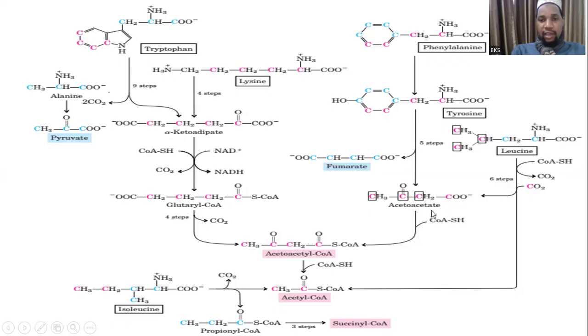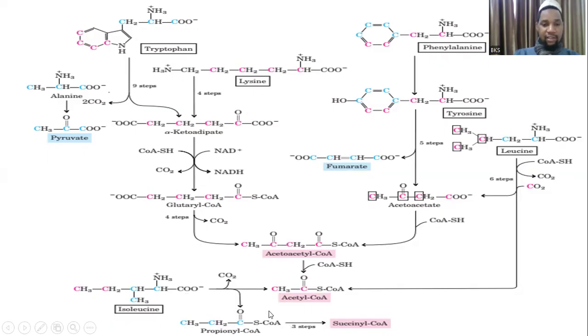This acetoacetate, like the earlier one, can undergo the transfer of coenzyme A from succinyl-CoA to form acetoacetyl-CoA, while the other part forms acetyl-CoA. Now, we have also isoleucine. Isoleucine can also be converted to propionyl-CoA and acetyl-CoA. In the reaction, we talked about conversion of propionyl-CoA by propionyl-CoA carboxylase to D-methylmalonyl-CoA. We saw a 3-step reaction to succinyl-CoA.